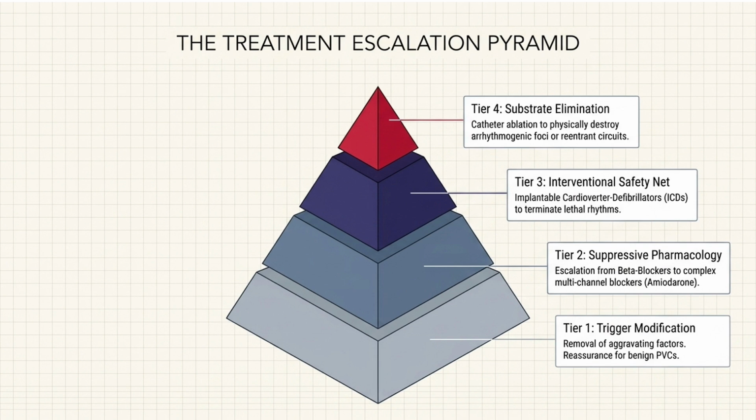Treatment follows a pyramid structure. We start at the base with trigger modification, removing aggravating factors, then move to suppressive pharmacology. If risk remains high, we provide an interventional safety net with an ICD, and finally, we aim for substrate elimination through catheter ablation to physically destroy the reentrant circuits.